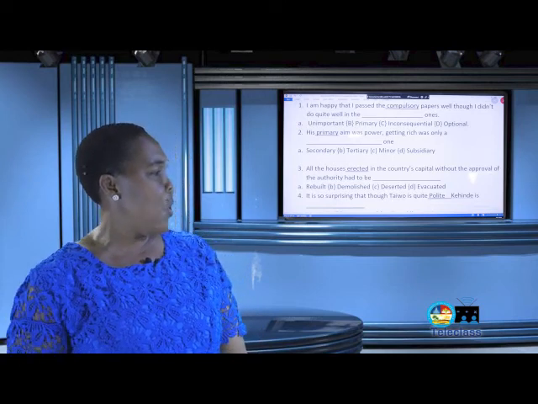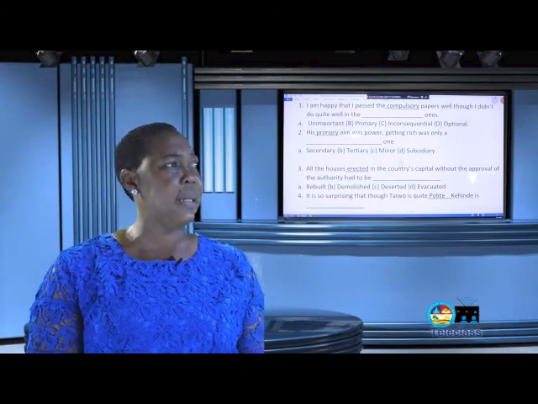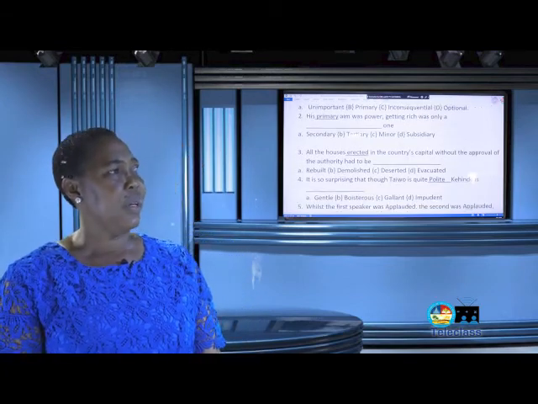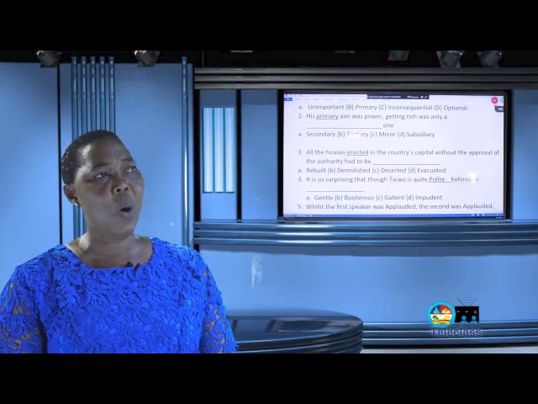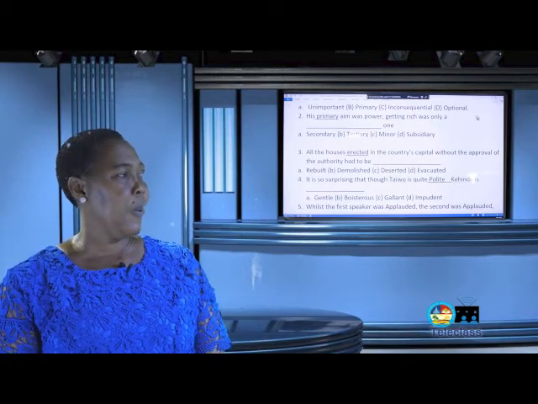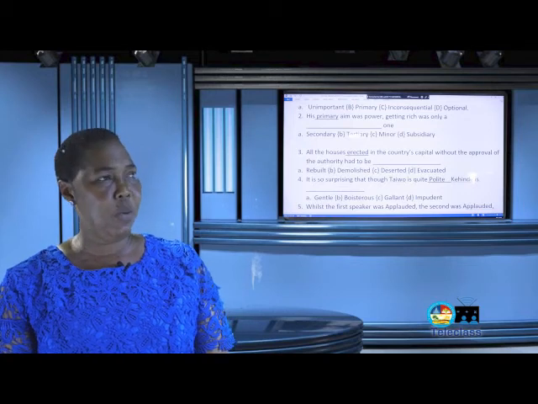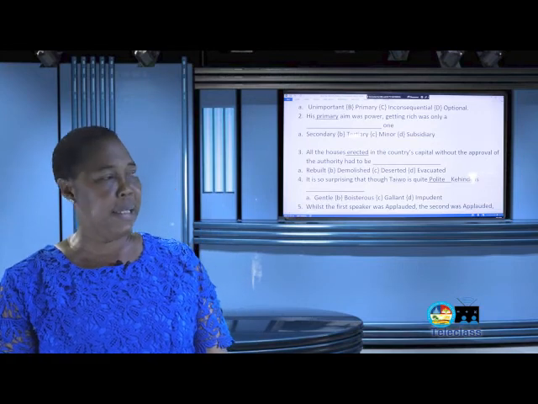Then we have the fourth one. It is so surprising that though Taiwo is quite polite, Kainde is dash. The word that is underlined is polite. So what is the opposite or antonym of polite? A, gentle. B, boisterous. C, gallant. D, impudent. Polite means you are respectful. So the opposite is impudent, which means rude. So the answer is D.